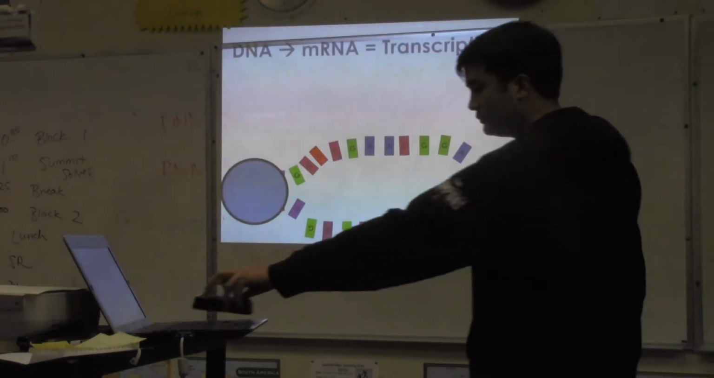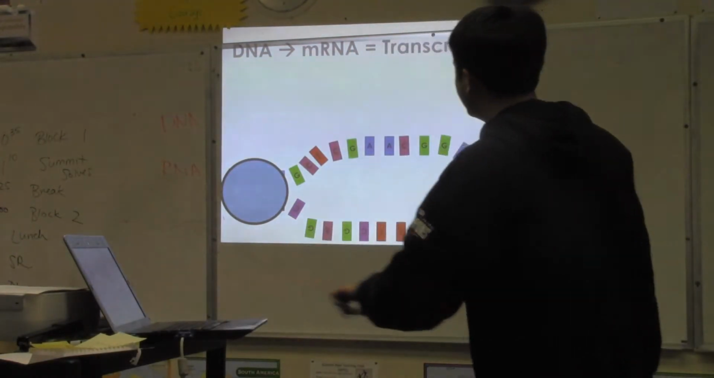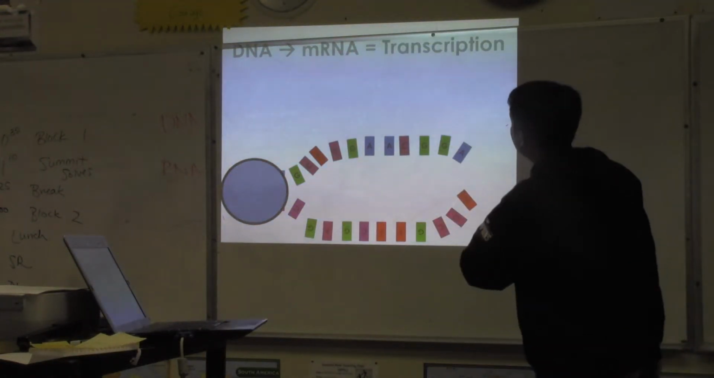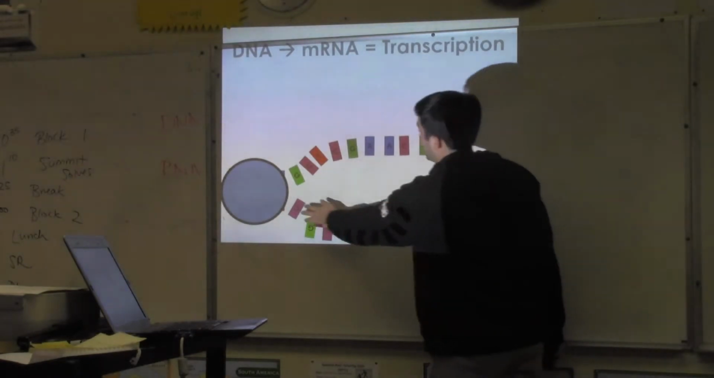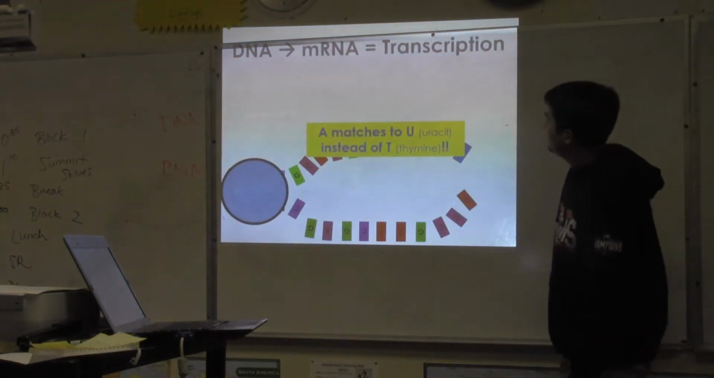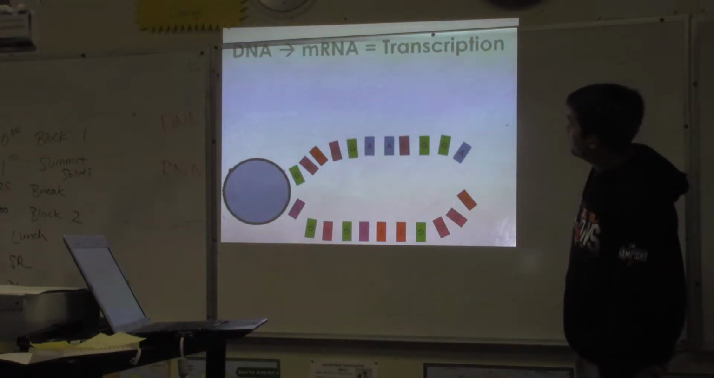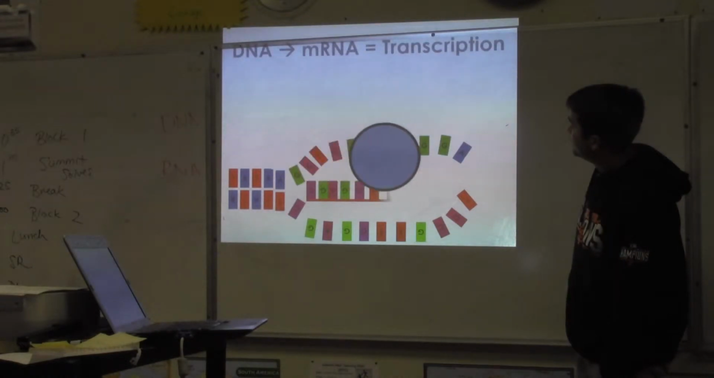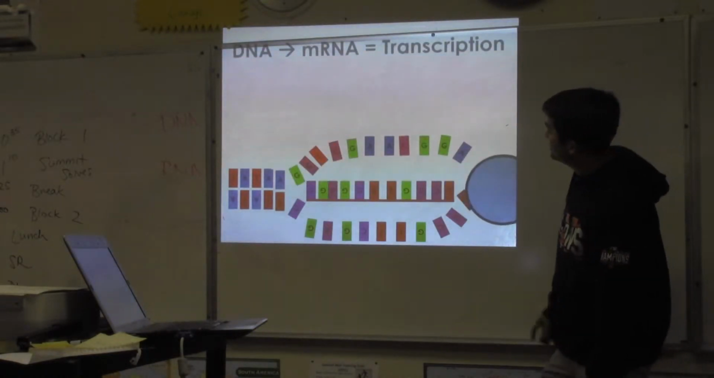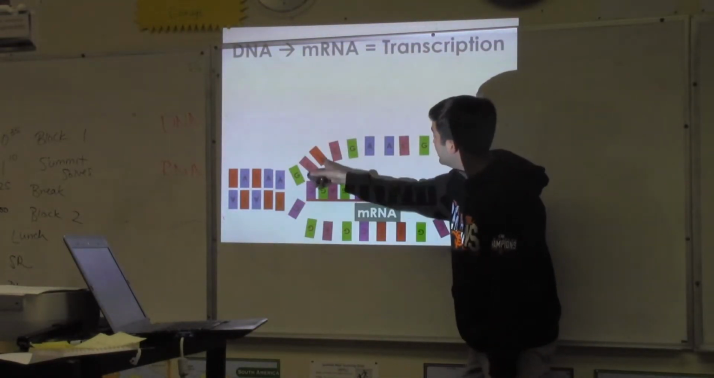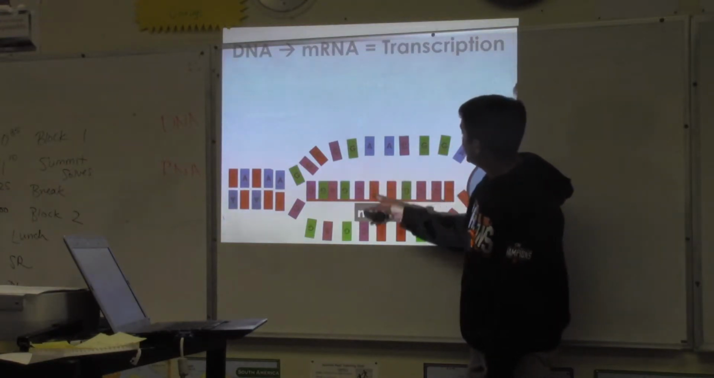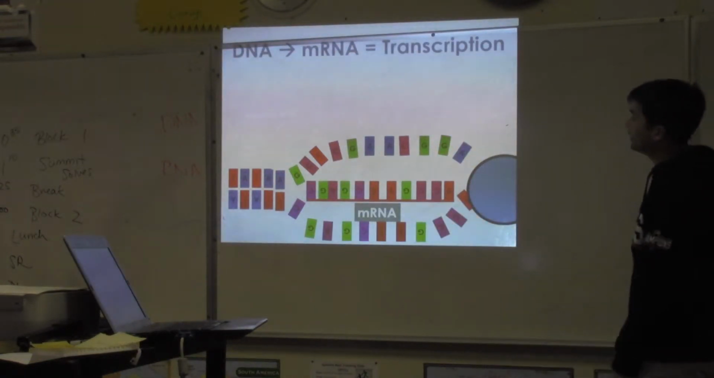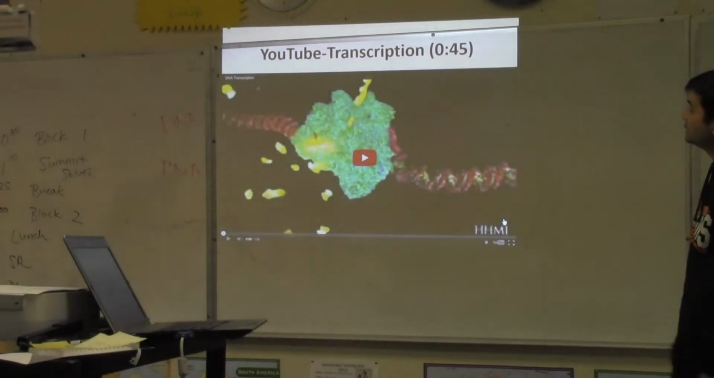Okay. Here's that animation I was telling you about. So here we have an enzyme. We're going to make the mRNA that matches it up. So notice how the G's and C's are matching up, the T's and A's, the U's and A's are matching up. And so now we have our mRNA that's ready to be sent out.